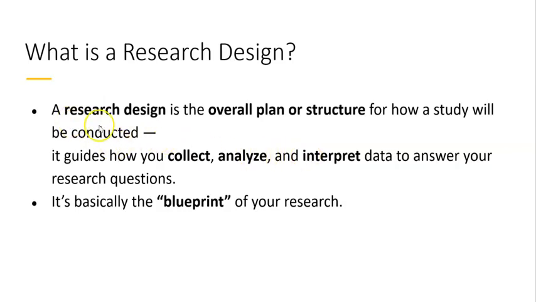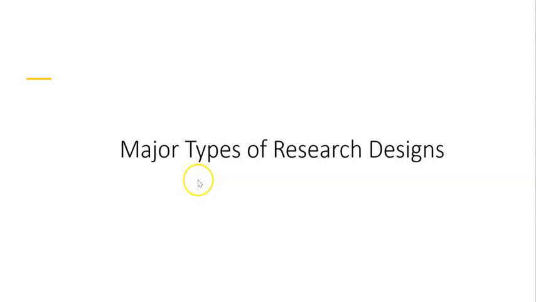Our research design is the overall plan or structure for how a study will be conducted. It guides how you collect, analyze, and interpret data to answer your research questions. In short, it's a blueprint of your research. Then let's see what the major types of research designs are that we mostly use.